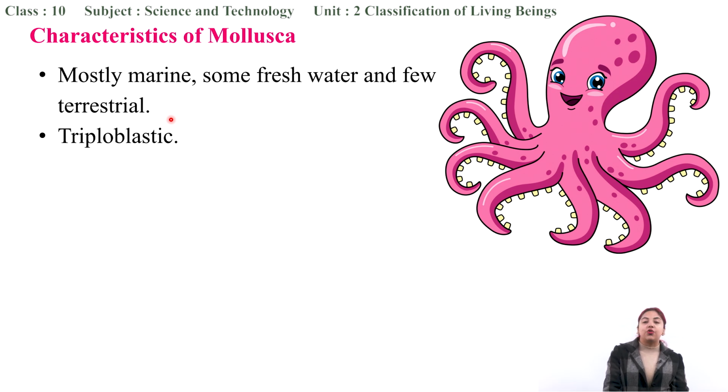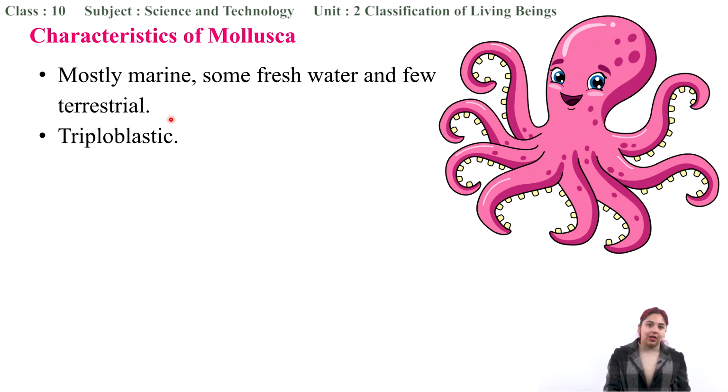Now they are triploblastic. Now all the organism that we studied, all the phylum that we studied today are triploblastic. The arthropoda, mollusca. We also studied about which phylum? Annelida. It is also triploblastic.